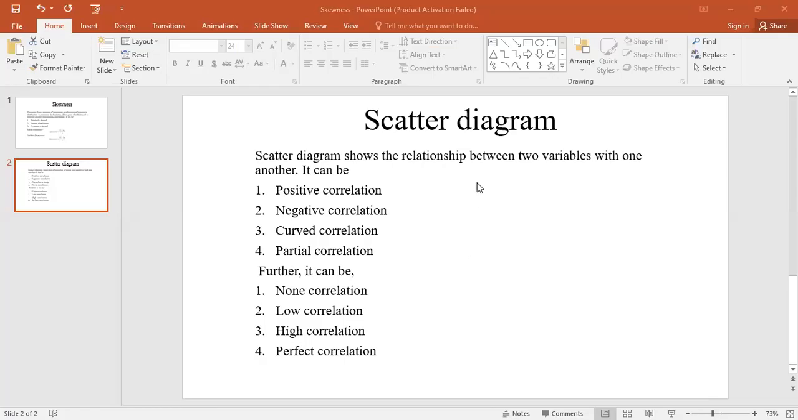Scatter diagram. In statistics, in order to show the relationship between two variables, a scatter diagram is used, and this relationship can be expressed on an interval or ratio basis. So a scatter diagram shows the relationship between two variables with one another that are expressed on a ratio or interval basis. If we go for an example of a scatter diagram, we'll find something like this.